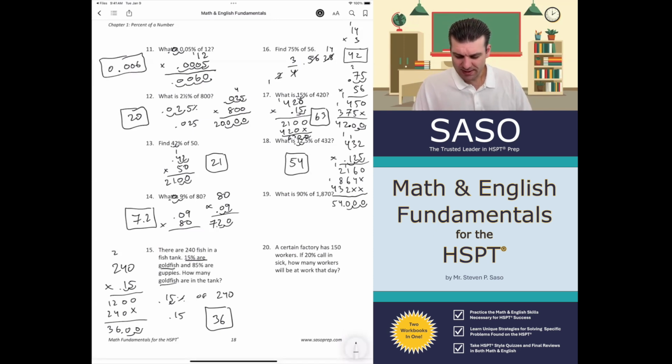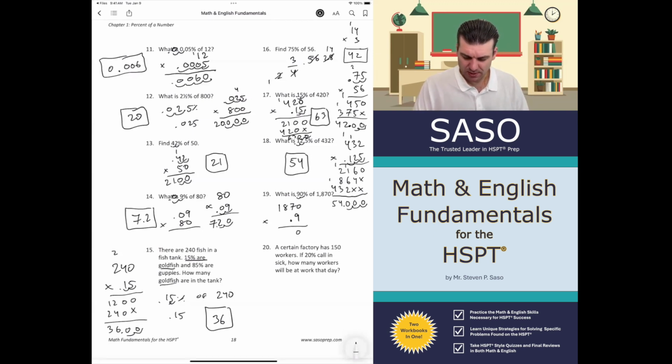Okay, what is 90% of 1,870? All right, well, let's do it. Move the decimal 2 places to the left. 90% is 0.9, and we do 1, 8, 7, 0. I'm going to put that on top here. And that way we just multiply out the 9 and move the decimal.